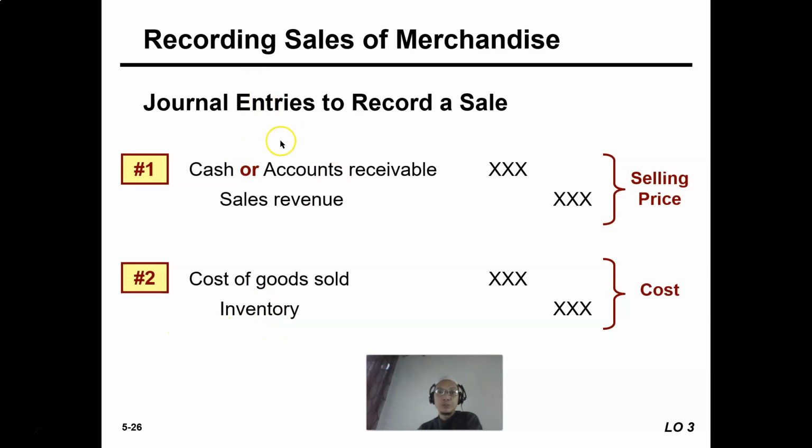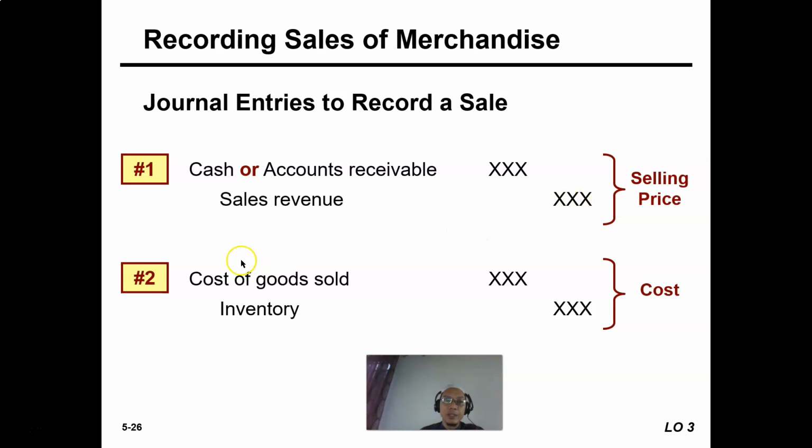When there's a sale, we will debit cash or accounts receivable, depending on whether the sale is done in cash or on credit, by a certain amount, and then we will credit sales revenue. Sales revenue is a revenue account. It has a credit balance. Therefore, when we want to increase our sales, we need to credit our sales account.